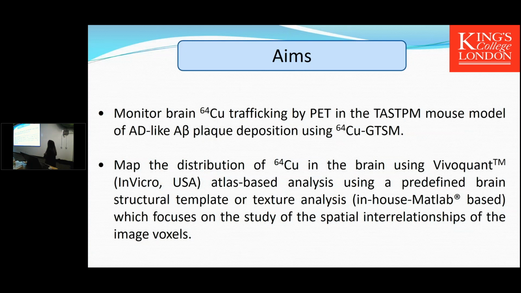We used copper 64 trafficking and monitored it by PET in an Alzheimer's mouse model called the TASTPM model, and we know that this particular model will exhibit Alzheimer's-like amyloid beta plaques. We also used the tracer copper 64 GTSM as our probe. The other aim was to map the distribution of copper 64 in the brain using VivaQuant, with the atlas-based analysis using a predefined brain structural template, and compare it to texture analysis. We used an in-house MATLAB-based program, which focuses on the study of the spatial interrelationships of the image voxels and their intensities.